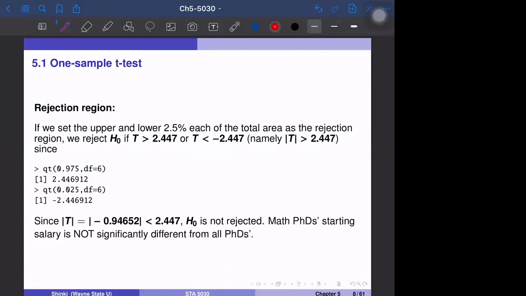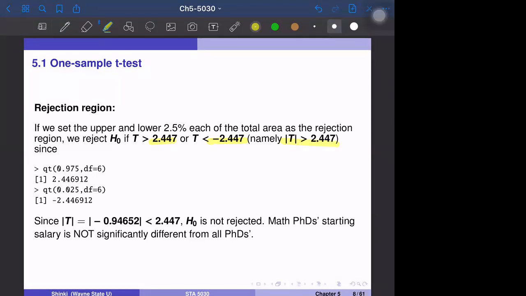And actually, if we calculate the value at which 2.5% of the area is below that value, that is negative 2.447. And for the upper 2.5%, the threshold is 2.447. So that means that we reject H naught if the t-statistic t is larger than 2.447 or smaller than negative 2.447. Or we can just say the absolute value of t is larger than 2.447.